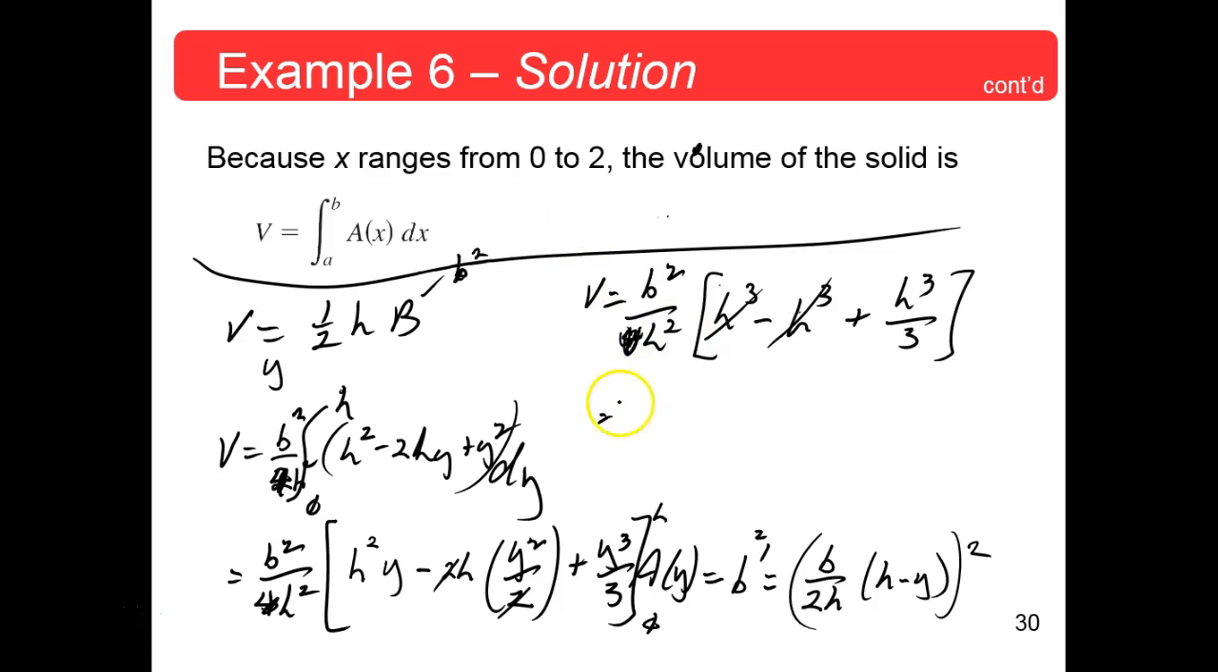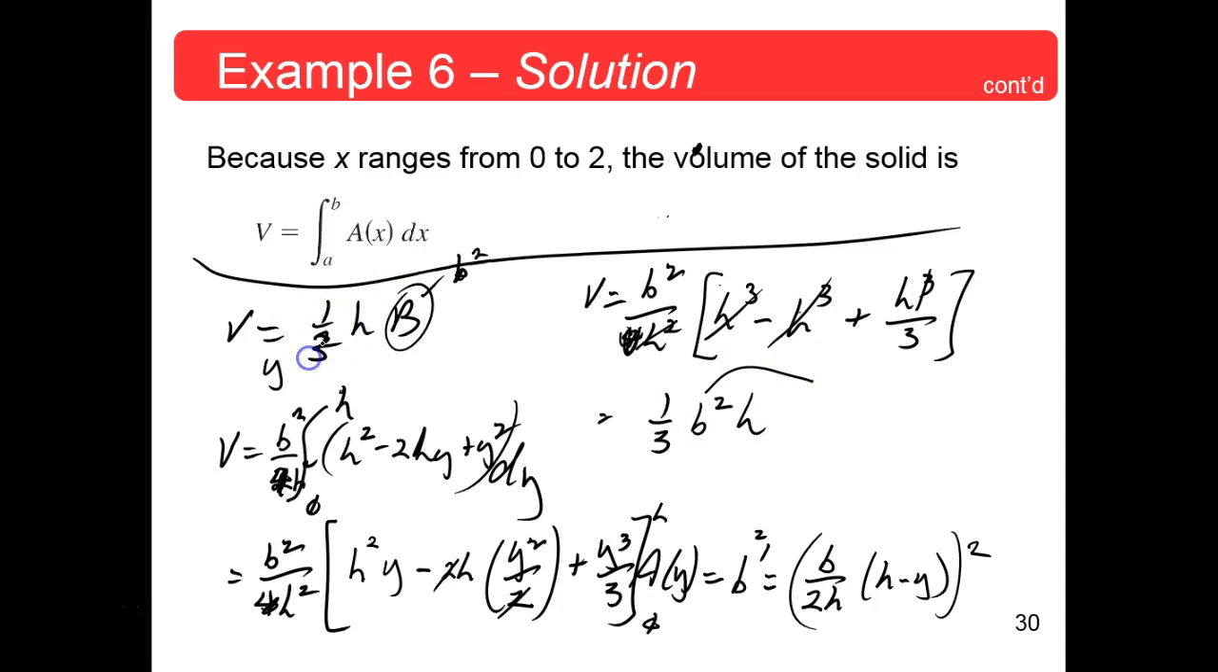Yeah. You get 1/3. And the h squared here cancels that out. And you get b squared h. What's b squared? That is your capital B.